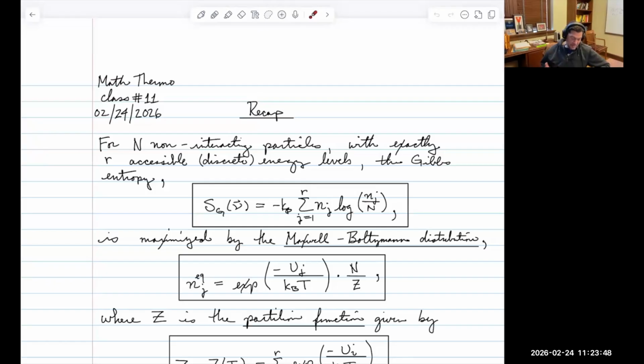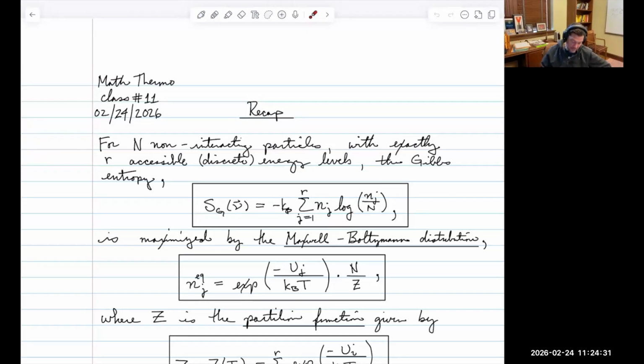As a recap, what have we been doing? We've been interested in systems where we have n non-interacting particles. This number n can be really huge, like 10 to the 23rd power of particles. At some point it's going to be fine for us to think of n as a continuous variable, and for the n sub j's to be continuous as well. In any case, a large number of non-interacting particles with exactly r accessible discrete energy levels.